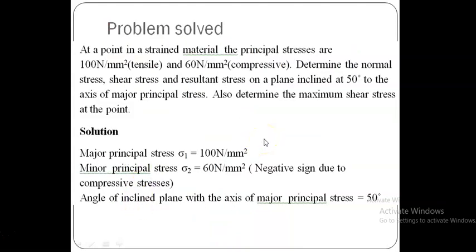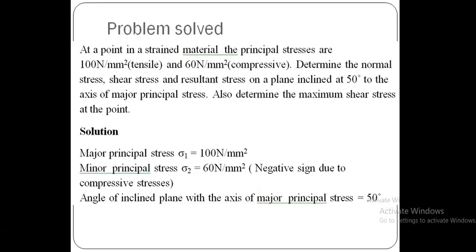Yes, let us solve a small problem in this area. At a point in a strained material, the principal stresses are 100 Newton per mm squared tensile and 60 Newton per mm squared compressive. Determine the normal stress, shear stress and resultant stress on a plane inclined at 50 degree to the axis of major principal stress. Also determine the maximum shear stress at the point.